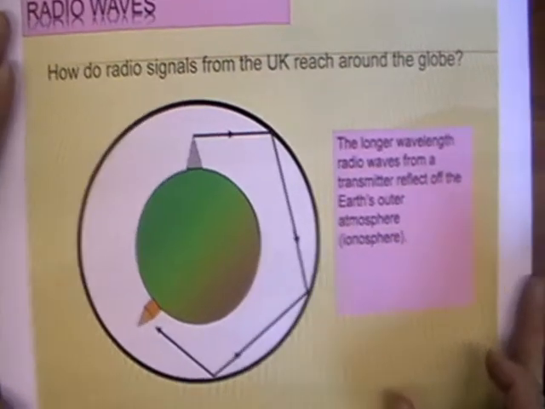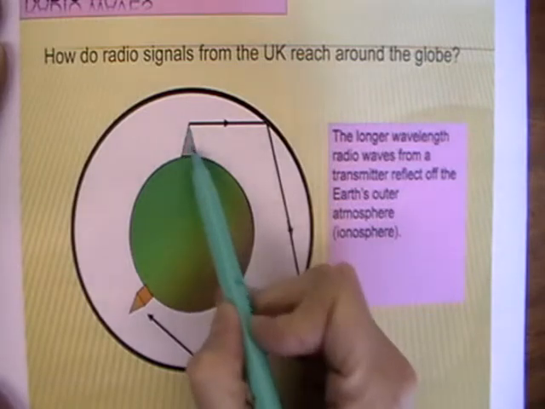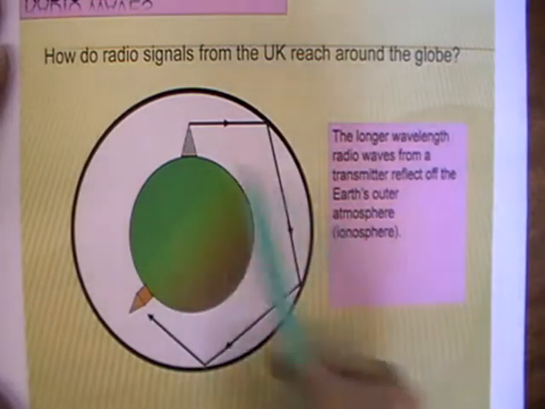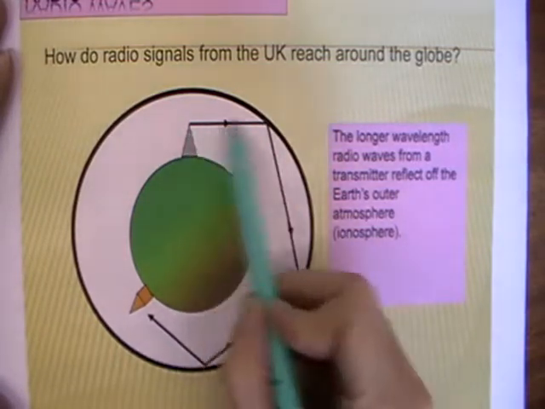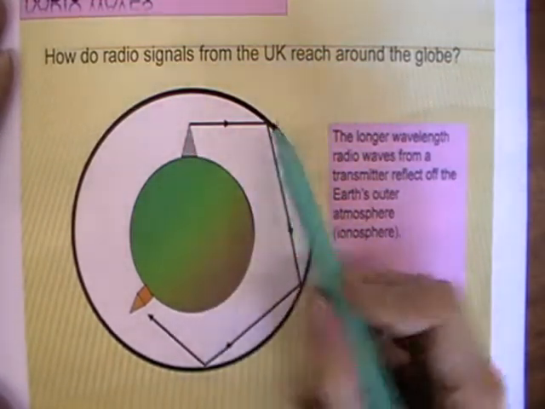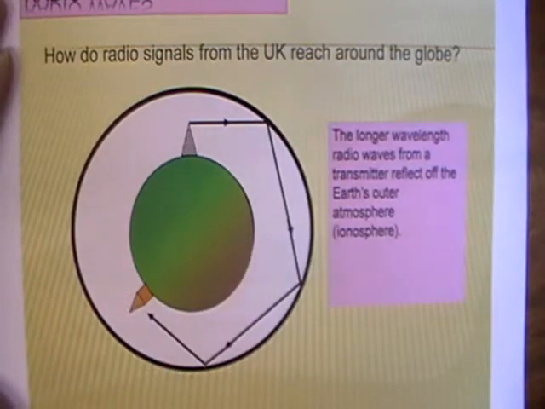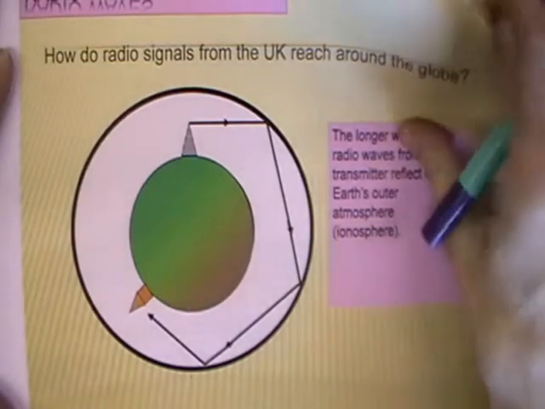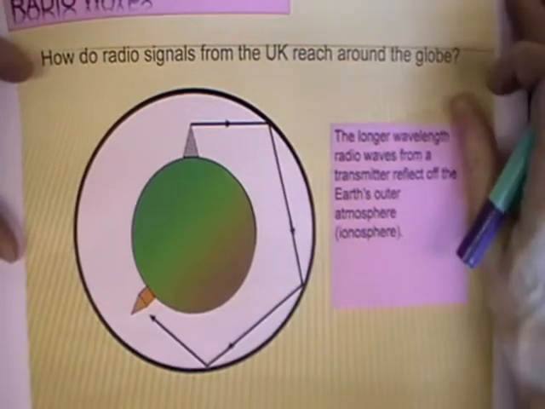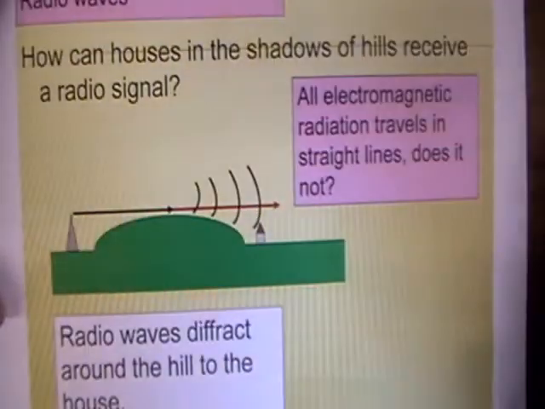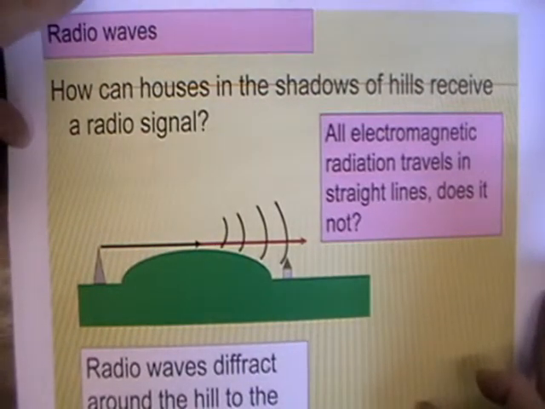How do radio signals from the UK reach around the globe? So if you have got your radio signal being given out by your transmitter tower, what happens is the radio signals, they travel in straight lines, but when they hit the outer atmosphere, the ionosphere, they're reflected, and they do that round to the place where you want to receive the signal. And sometimes our microwaves and so on, rather than being reflected by the ionosphere, they're reflected by satellites, similar kind of thing.